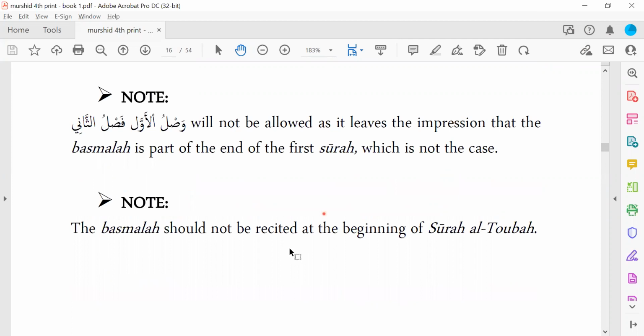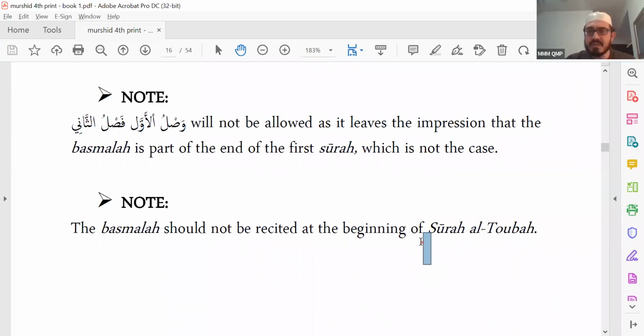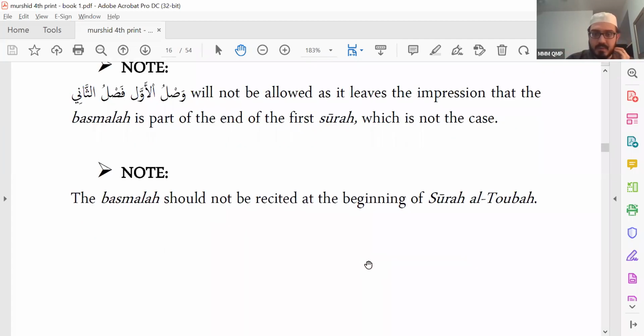Obviously, we know the Basmala should not be recited at the beginning of Surah At-Tawbah, which is Bara'atun min Allah. So you join right away, right? Inna Allah bi kulli shay'in alim, Bara'a, or you can connect it as well. And inshallah, we'll get to that. Any questions so far?